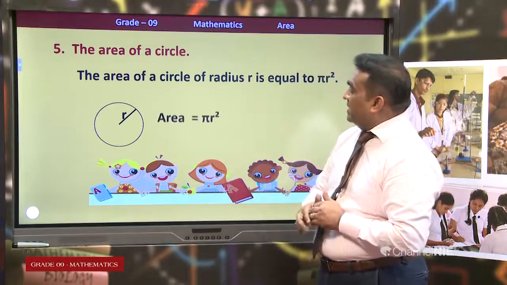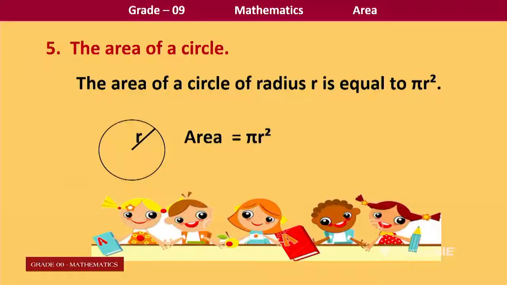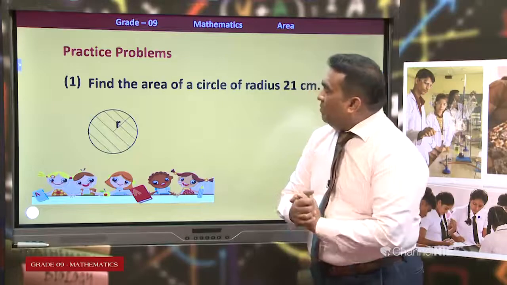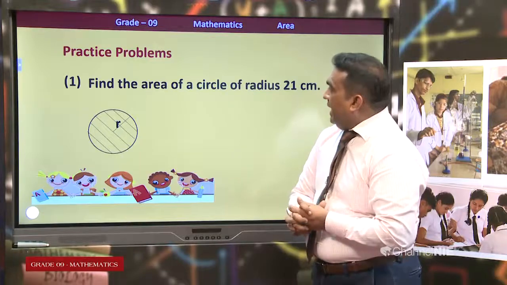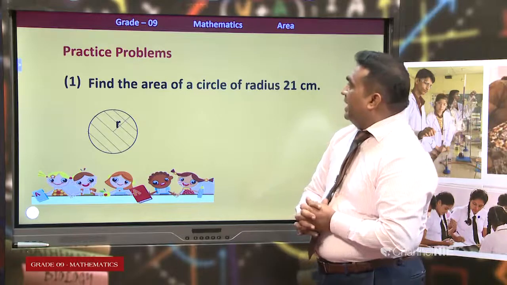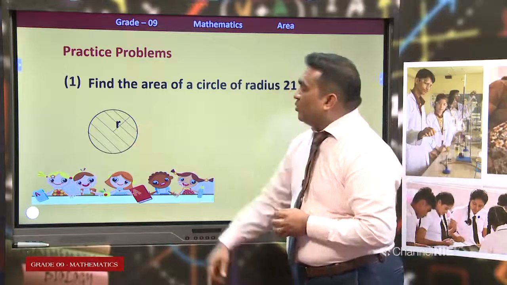Now we will see an example. This is our formula. Area equals pi r squared, where pi is 22/7. Always you have to use 22/7 instead of pi. Then I defined again r is the radius. Right, there is a practice problem. Find the area of a circle of radius 21 centimeter. It means r is equal to 21.